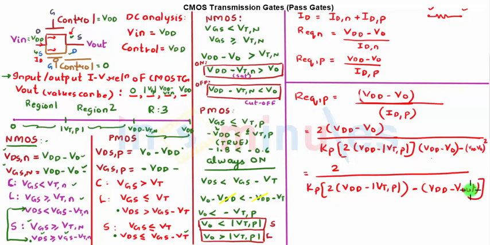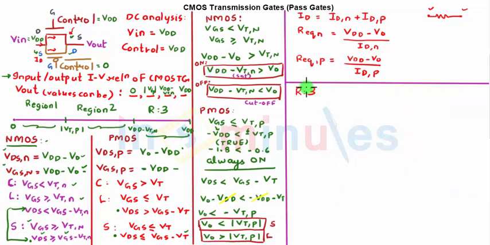So this is region 2. Let's similarly quickly go ahead and find out for region 3. So in region 3 now, let's see the value of my V out. V out greater than VDD minus VTN but less than VDD. So let's find the region of operation. V out greater than VDD minus VTN. Yes, so NMOS is in cutoff. V out less than VDD.